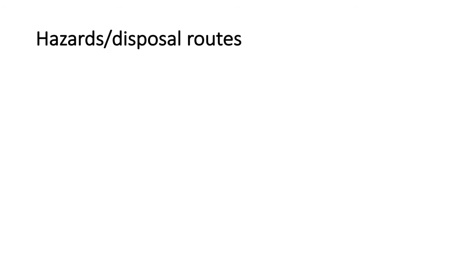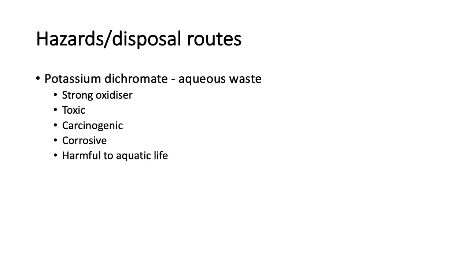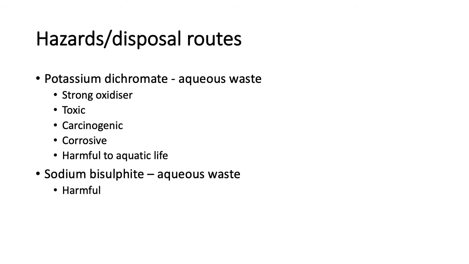So these are the hazards and disposal routes for this reaction. Potassium dichromate, I've been over it before, so I'll just move on. Sodium bisulfate is disposed of in the aqueous waste. It's harmful, so wear gloves. And the cost of these chemicals: potassium dichromate aside, sodium bisulfate is extremely cheap. You can buy a kilogram of it for £6, so it's not bad.